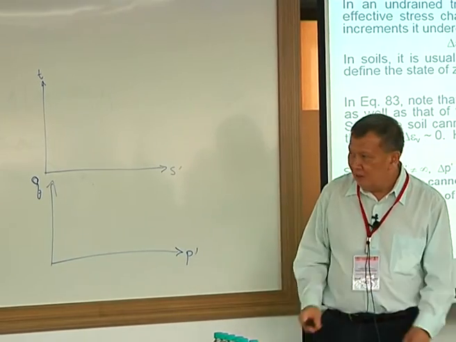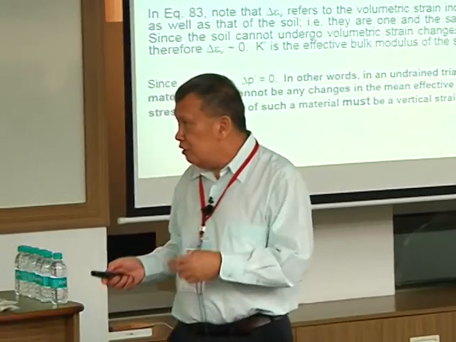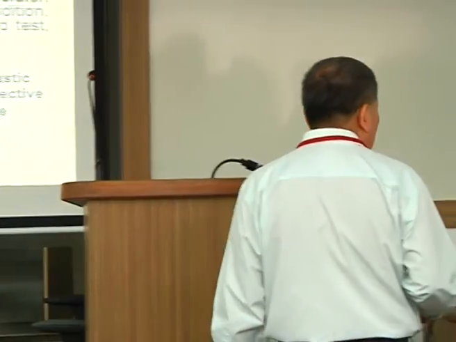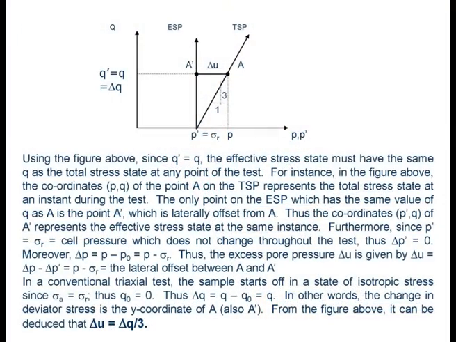Okay? So now we can deduce the two straight lines. Immediately we have already deduced the stress path for the undrained triaxial test, for the total stress path and the effective stress path. And this shows you the two stress paths. On the right side, TSP, this is the total stress path. On the left side, this is the effective stress path.